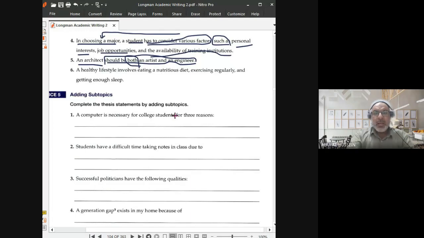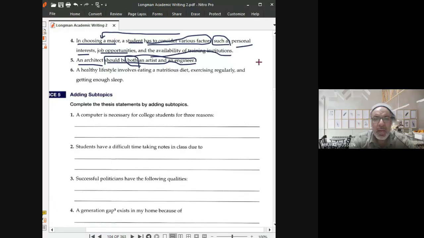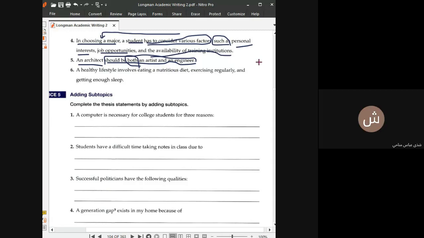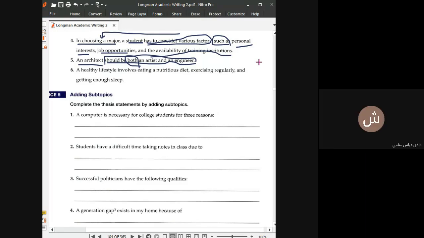Okay, good. Sentence number 6, to end the lesson. Shada Abbas? Yes, Doctor. Healthy, not unhealthy, is the topic. Sorry, yes, a healthy lifestyle. Where is the topic, Shada? Topic: healthy. Healthy is a topic.